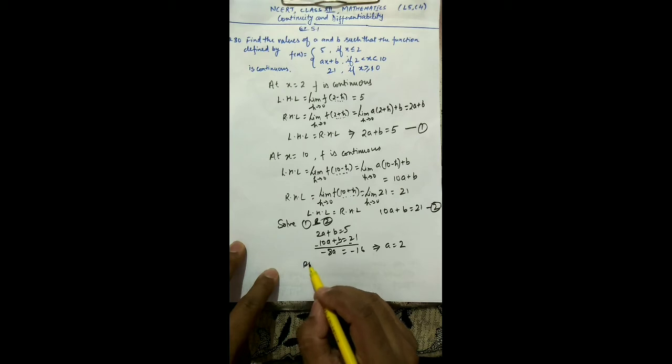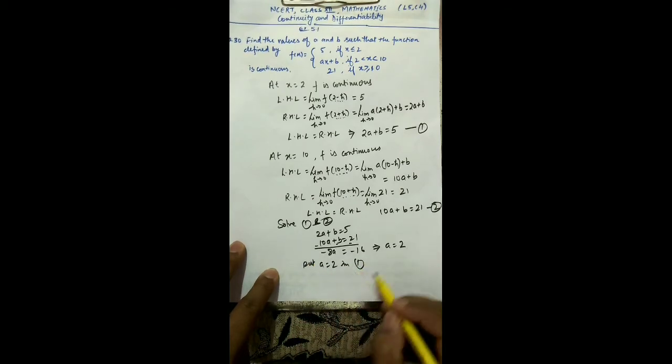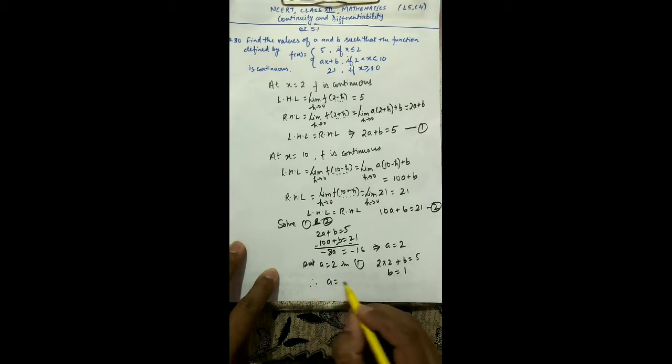Now put a equal to 2 in equation 1. So you are going to get 2 into 2 plus b equal to 5. So b is going to be 1. Therefore, a equal to 2 and b equal to 1 is your answer.